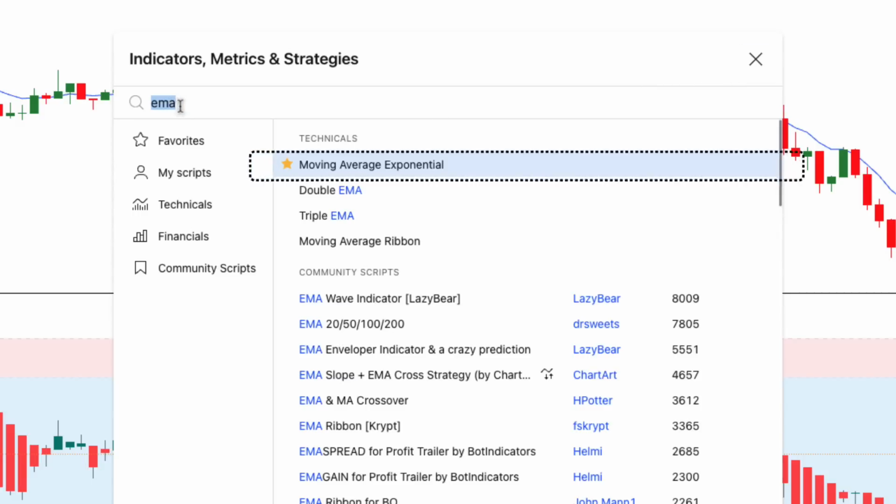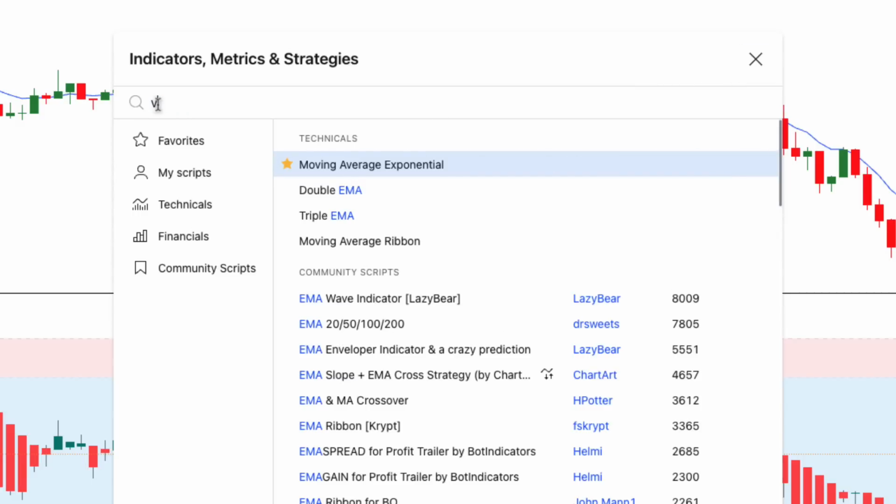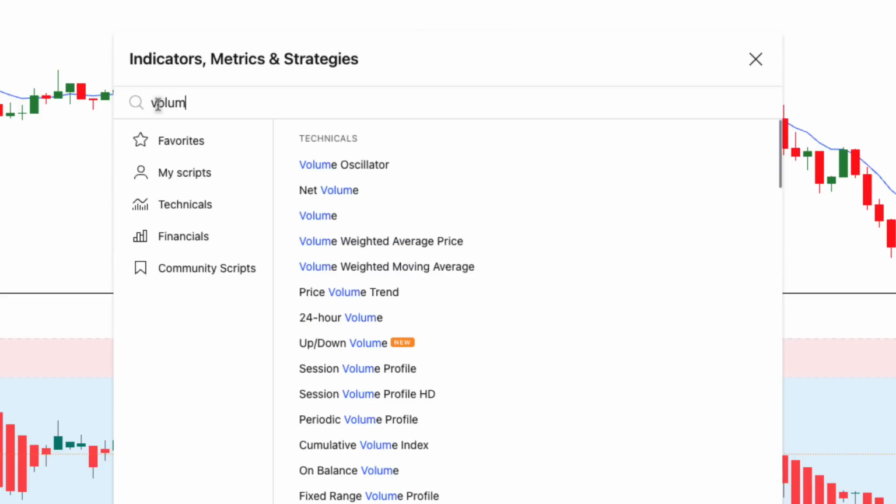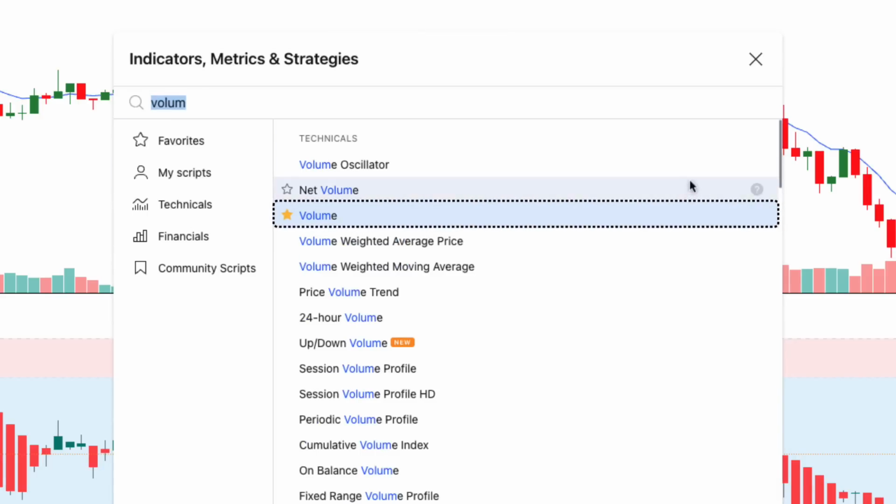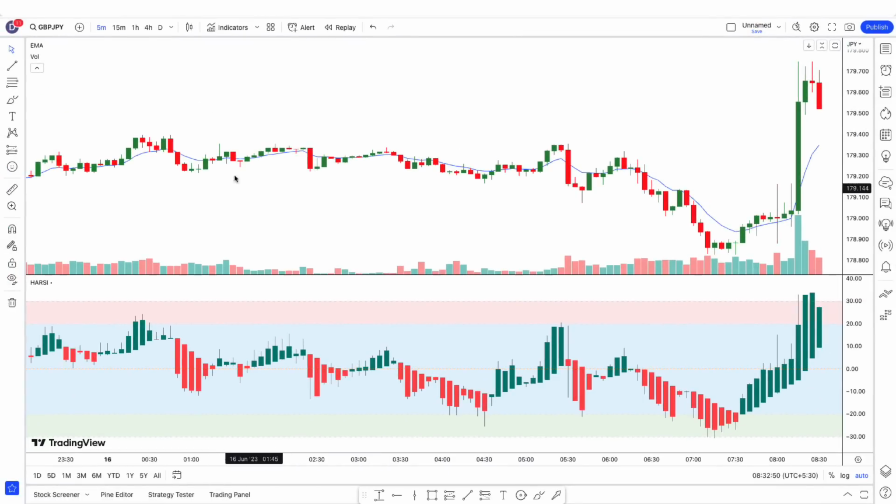The next indicator we will be adding is the volume indicator. Search for the volume indicator. After that, select the volume indicator made by Tradingview and add it to the chart. Now, let's change the indicator settings.